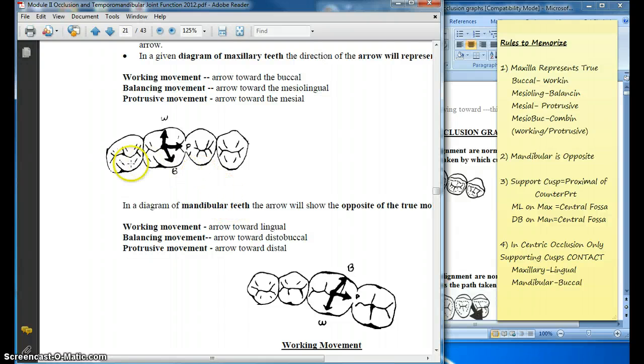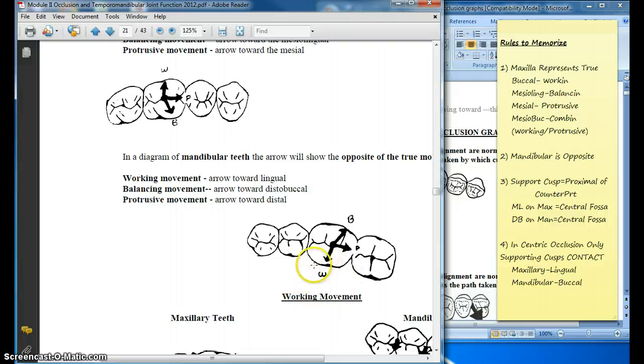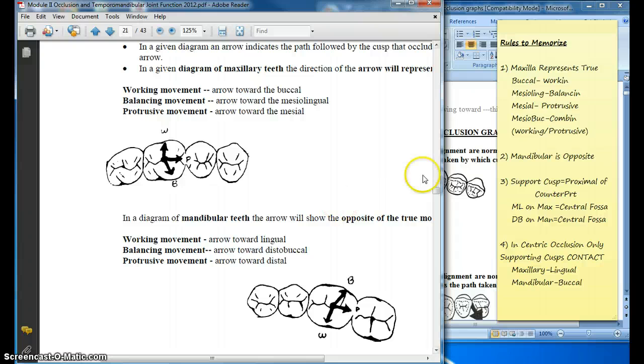This is clearly the maxillary arch, and if we try to figure out what side it's on, it's clearly the maxillary right. Take a look at this mandibular, it's clearly the mandibular right as well. So when I was saying in some of the rules to memorize that the maxillary represents the true direction, you always have to remember that when we're discussing this, a cusp is drawing an arrow. That's the way you have to think about it.